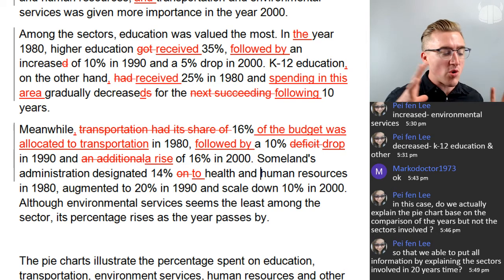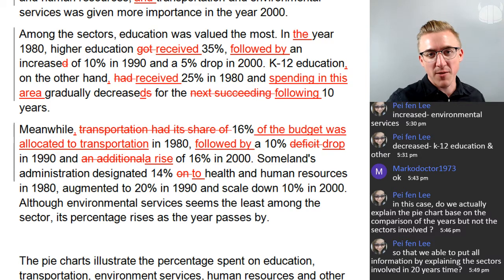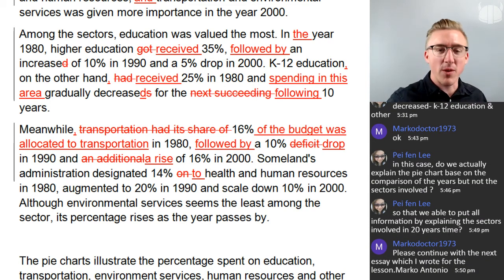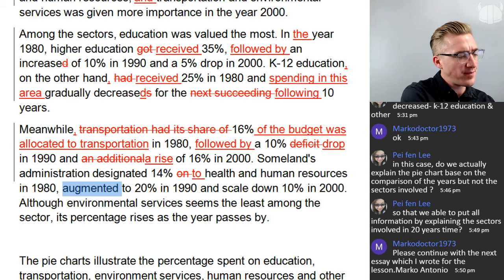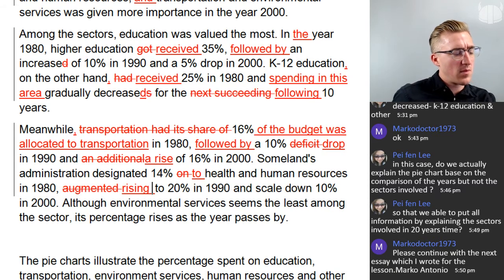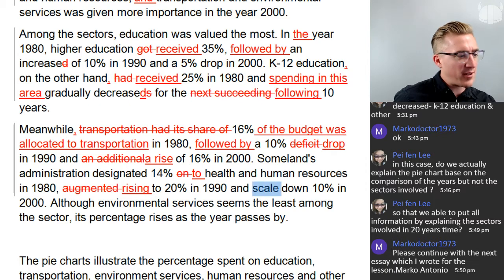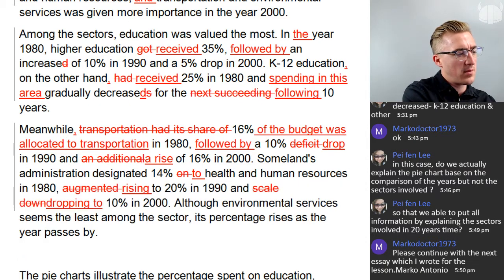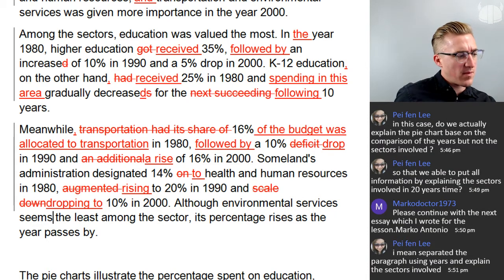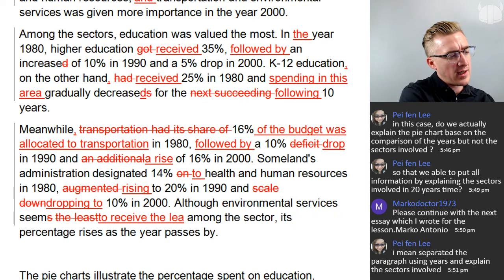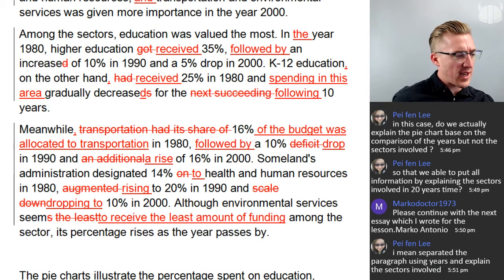Confine yourself to 20 expressions and only use those for task 1. Once you know those are perfect, you can add one more and then add one more. But I feel like you're spending all your energy trying to build up your vocabulary, and it's not working. And again, scale down is just not right. Although environmental services seem to receive the least amount of funding among the sectors, its percentage rises as the years pass by.